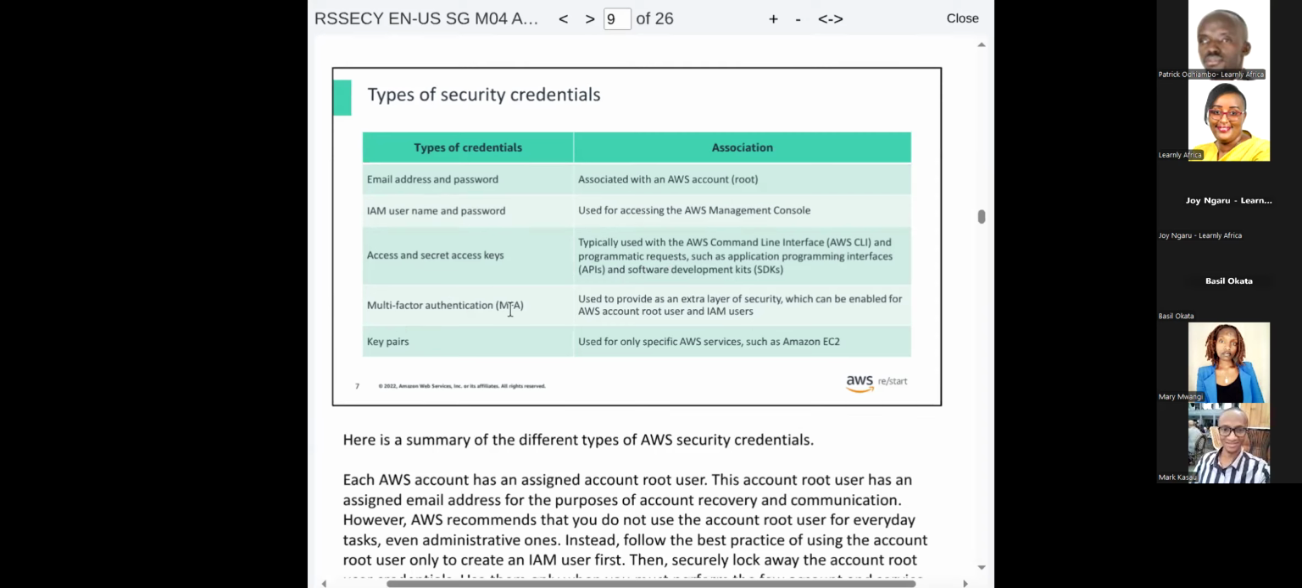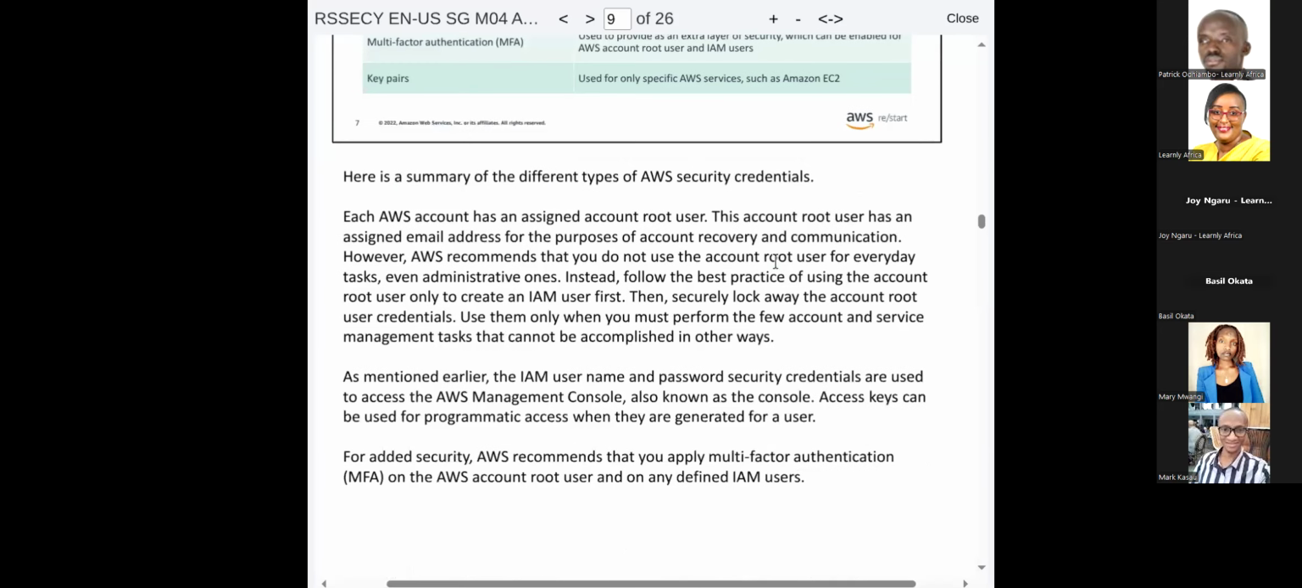Multi-factor authentication is used to provide an extra layer of security which you can enable for IAM users and the root user. Key pairs, we use them when we need to access specific services like EC2 through SSH. All right. Now, a simple illustration of what we can have on AWS IAM.